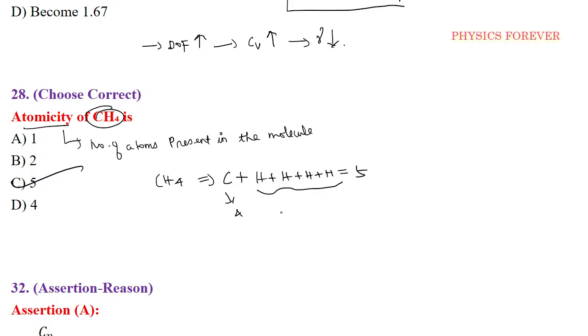So how many hydrogen atoms should be present in CH4? 4. Here, 1 carbon plus 4 hydrogen, so we have to get 5.